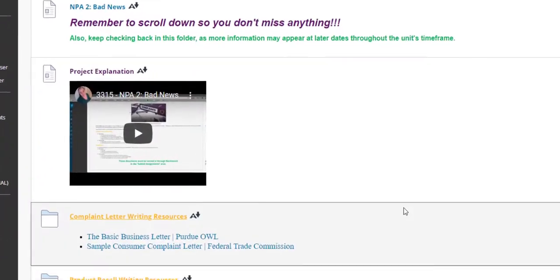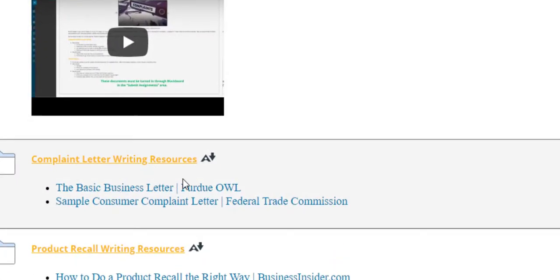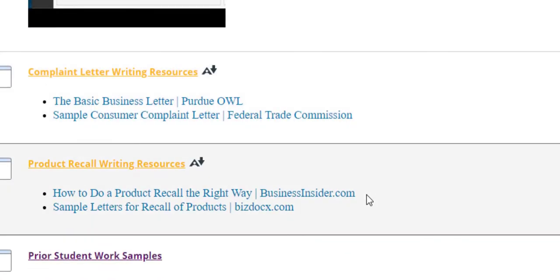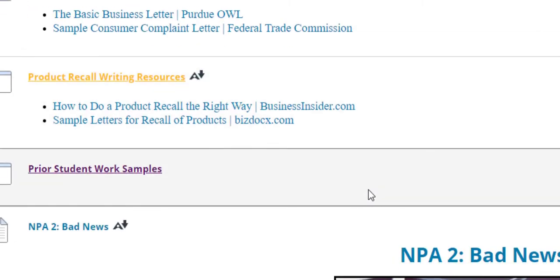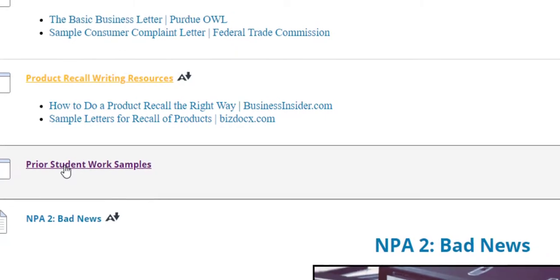The instructions are available here in the NPA 2 tab. You can see there are resources for writing complaint letters, there are resources for writing product recall letters, and there are some prior student work samples. I highly encourage you to look at these and read these because some of them are, quite frankly, hilarious. They definitely made me smile when I read them, and also let you know that I appreciate a good sense of humor, especially when it's able to come through in your work and still fit the parameters of the assignment.